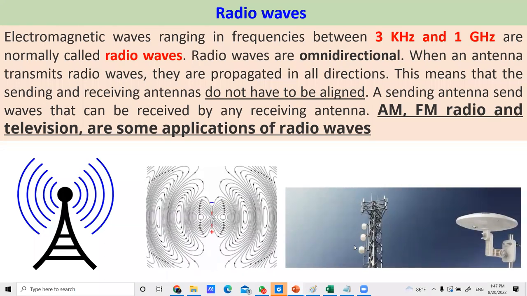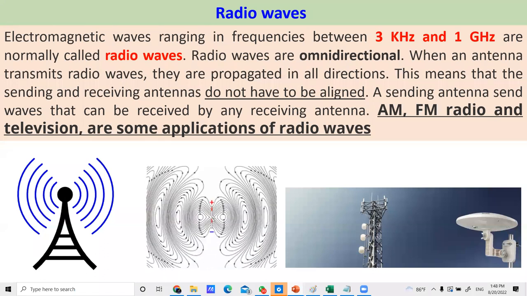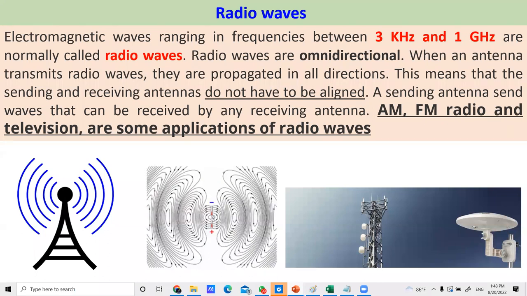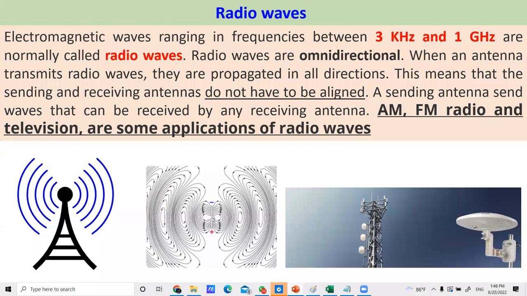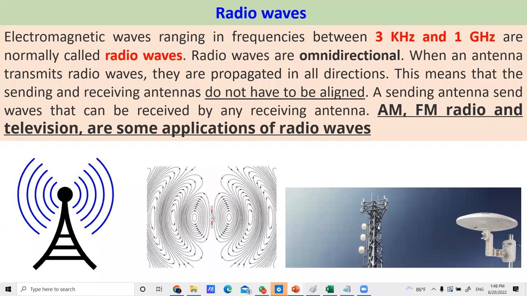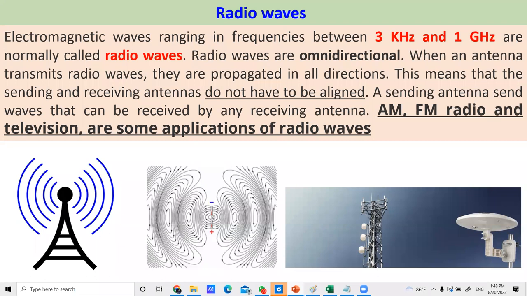Right, another image here. It is showing you some antennas, some antennas that are capable of capturing the signals and sending the signals. One antenna is used as the sending antenna. That means the left side one is the sending one. The right side one is the signal capturing antenna.